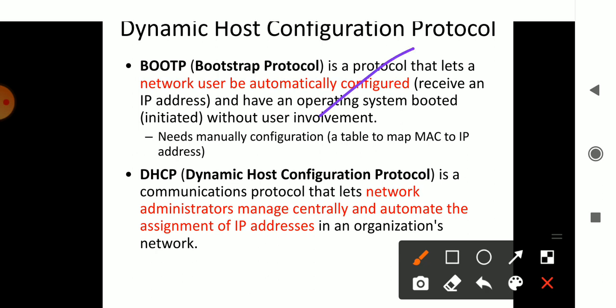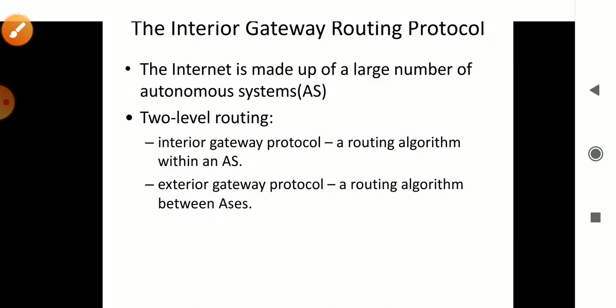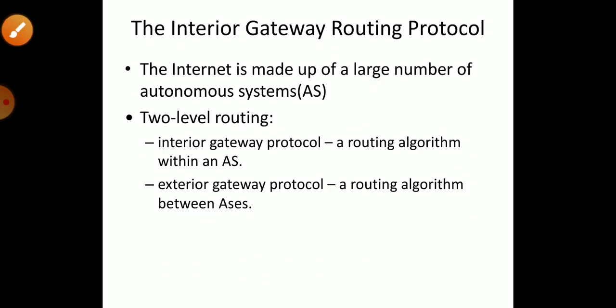Whereas the Dynamic Host Configuration Protocol, nothing but DHCP, mainly manages the network centrally and automates the assignment of IP addresses. It assigns IP addresses to different locations. That is done by DHCP. Automatically it administers the network and manages the IP addresses. Okay, your DHCP.